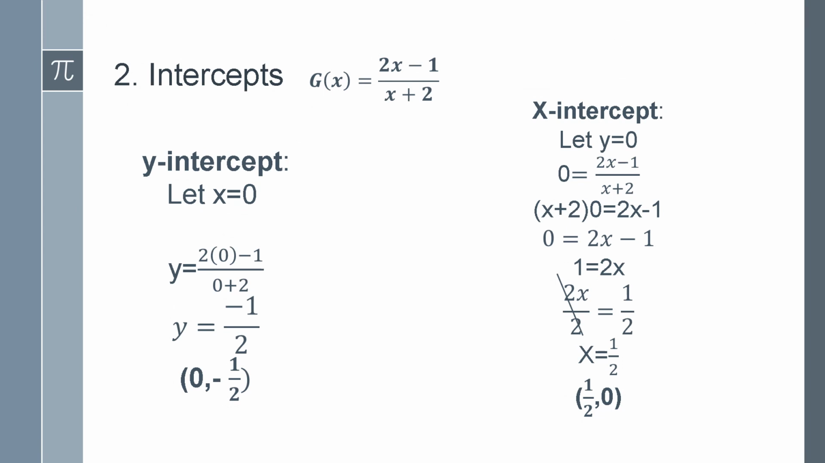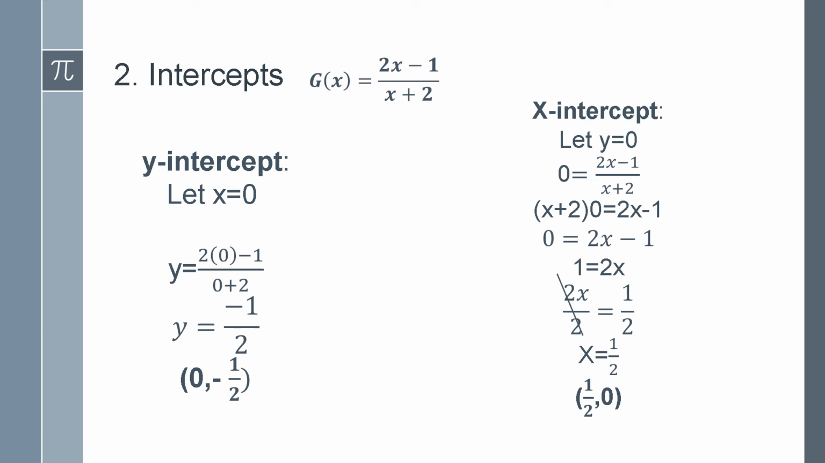The next one is the intercepts. To get the y-intercept, we will let x is equals to 0. Okay, kapag sinubstitute na yung 0 sa rational expression, it will become y is equals to (2 times 0 minus 1) over (0 plus 2). Then y is equals to negative 1 over 2. Therefore, the coordinates of y-intercept is (0, negative 1/2).